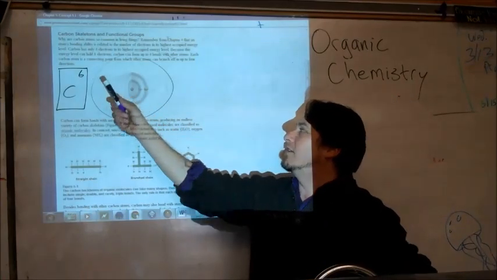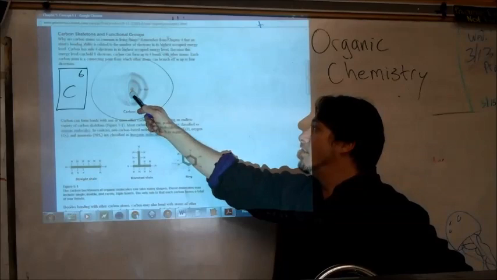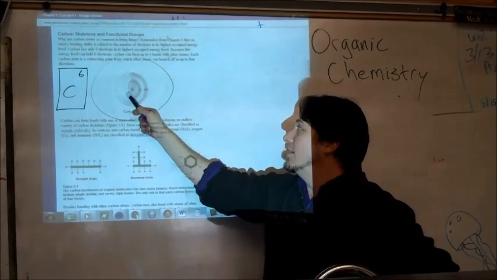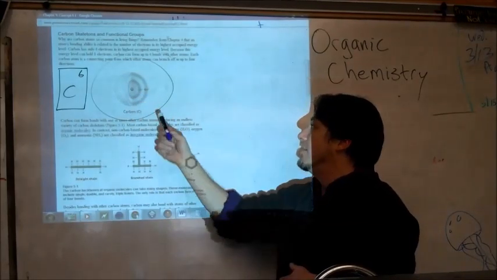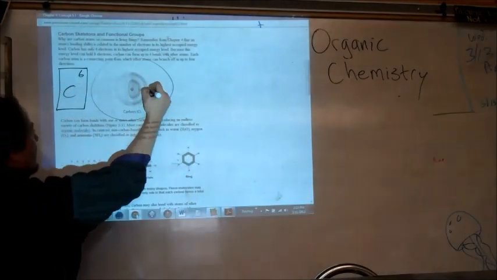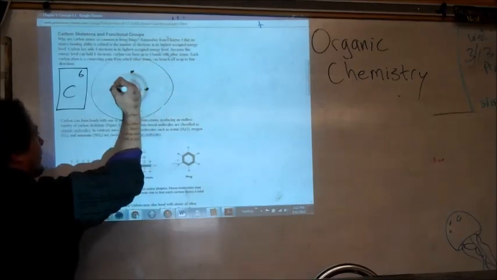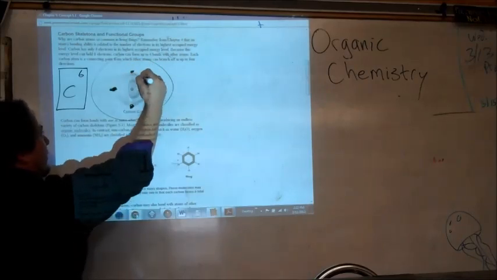So it has 6 protons, 6 electrons, and you will remember that means it's going to have 2 in its lower level and then 4 valence electrons. I'll spread these out. 1, 2, 3, 4. And so these are the first 4 electrons.